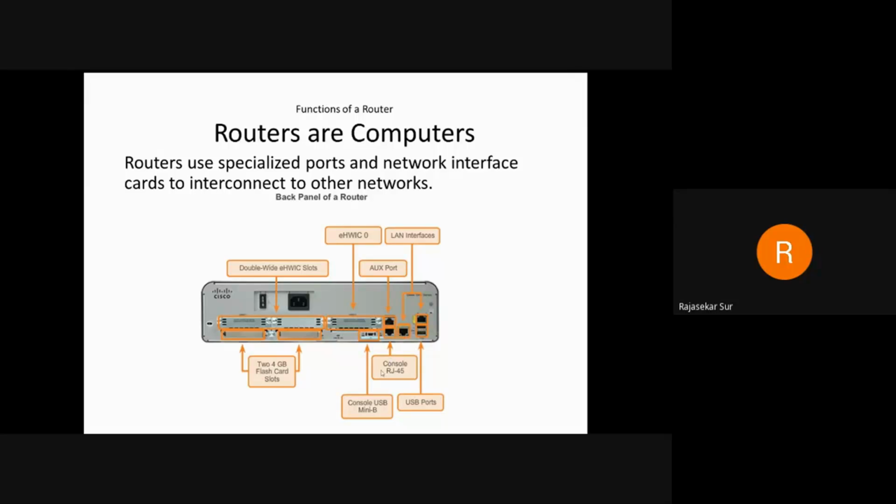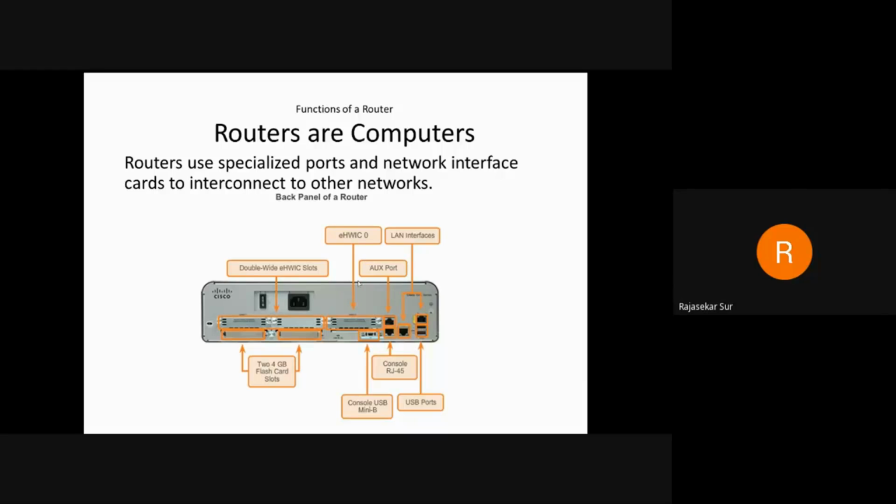Then something very important you can see here. This is called the console port. What is this console, teacher? No need to worry, I'm going to show it today in the lab part. So this is the console port. Then you can see the double wide HWIC slots, so you can add something here. If you want, you can add some other interface. Then flash card slots. These are all technical terms.